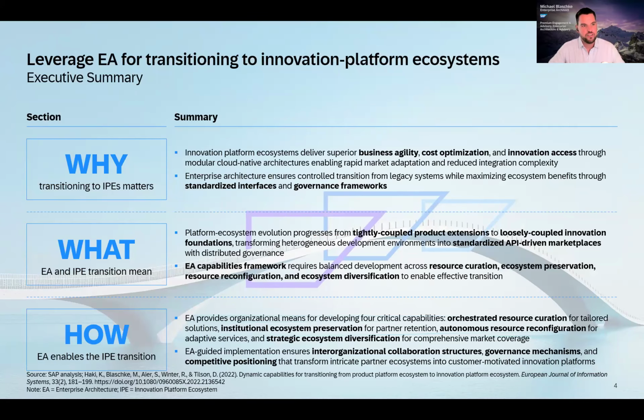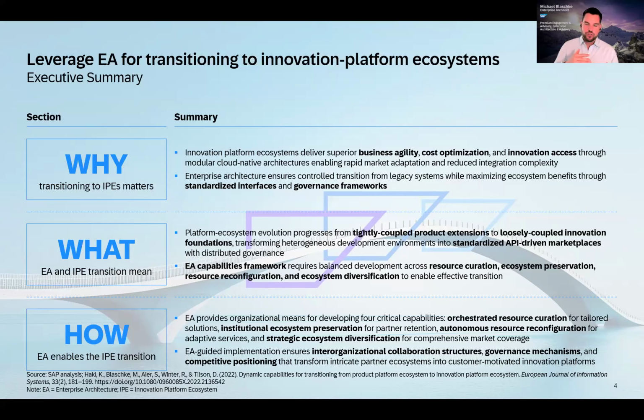The first section centers around why transitioning to IPEs, that is Innovation Platform Ecosystems, matters. Moving on, I will simply refer to them as IPEs. They provide key business benefits. Among these are superior agility to respond to market changes, cost optimization through shared resources in the ecosystem, and access to innovation from partner networks. The second section focuses on what enterprise architecture and IPE transition actually mean.